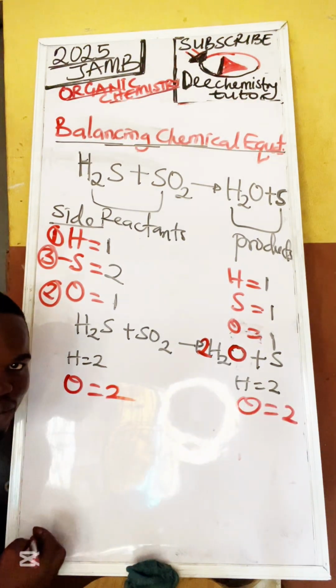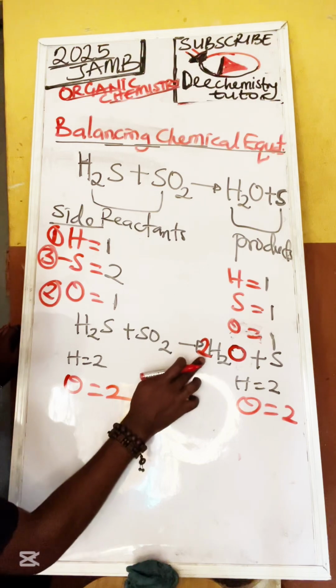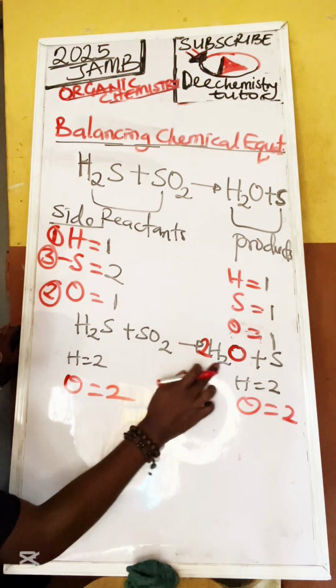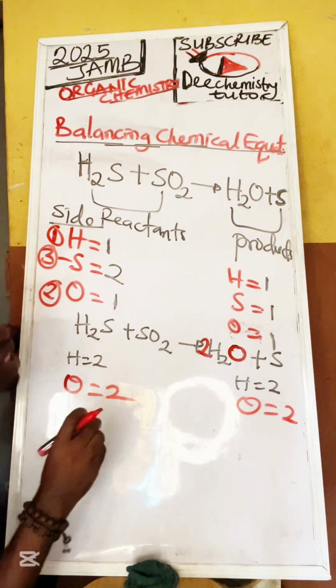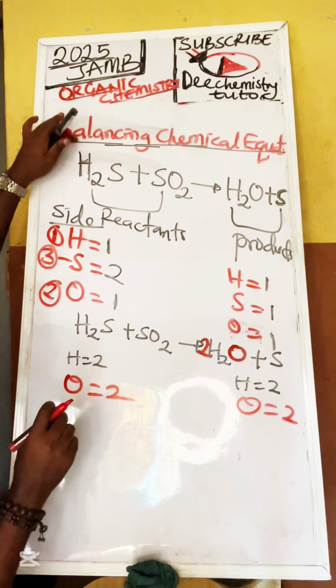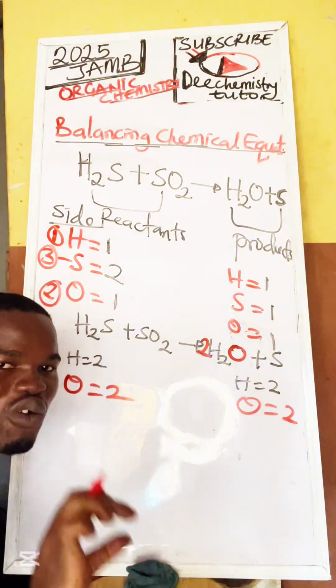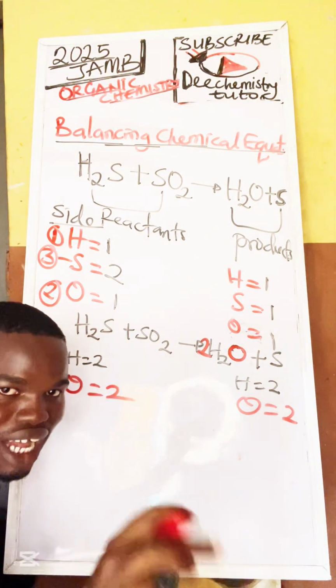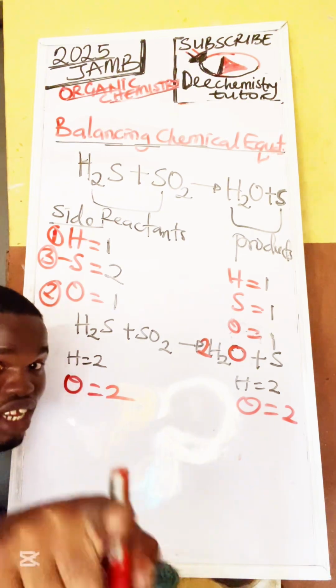But there's a problem. I've created a problem. How? By adding 2 here, hydrogen has become 4. And the principle that balancing of equation follows is called the principle or the law of conservation of mass or matter. That's a JAMB question. Note it.